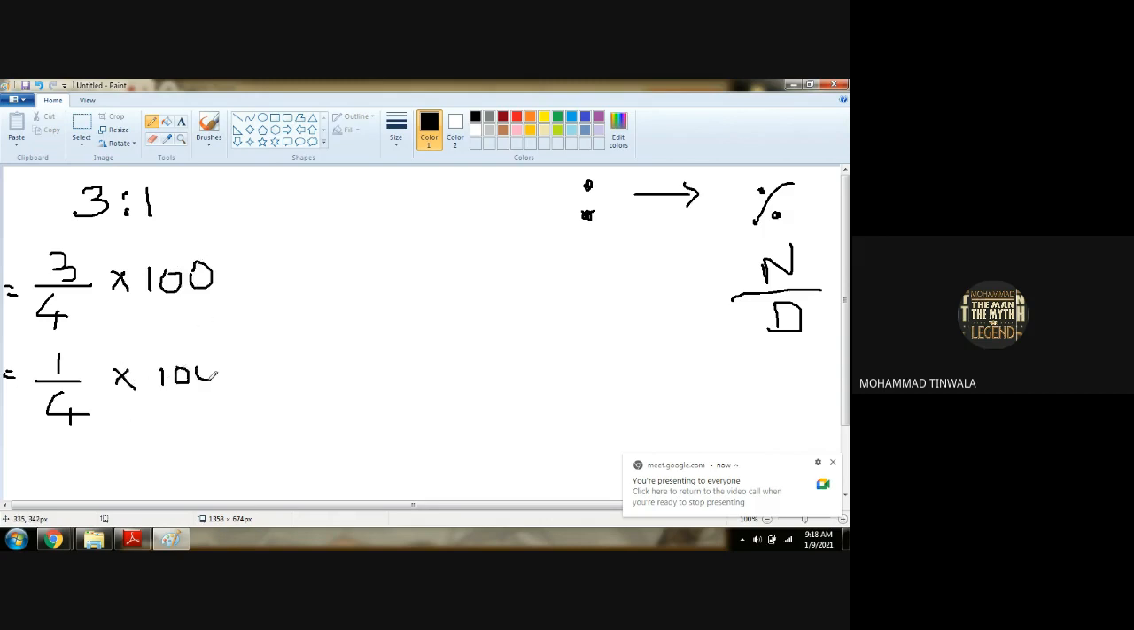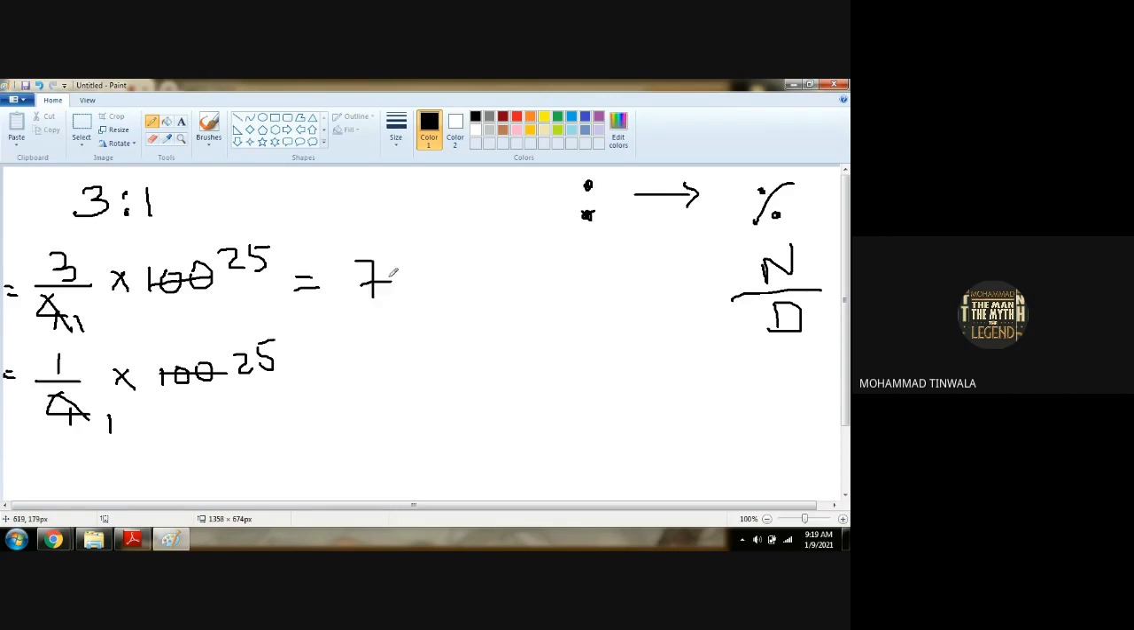4 ones are 4, 4 25s are 100. So in the first part you got 25 into 3, 75%. In the second part, 25 ones are 25%. So the ratio of 3 is to 1 is 75% is to 25%.